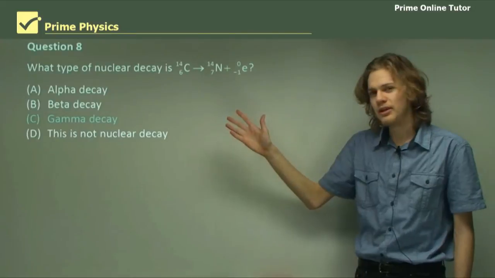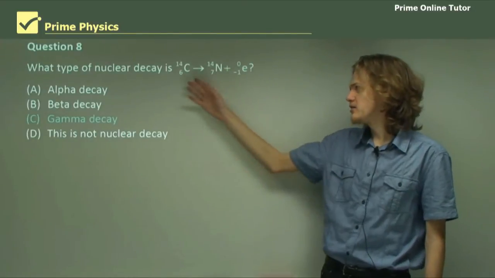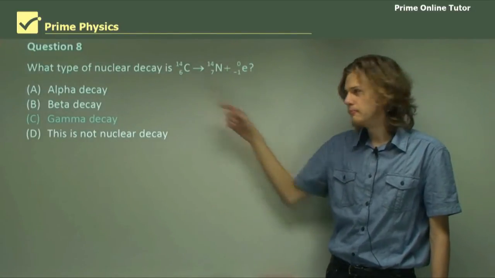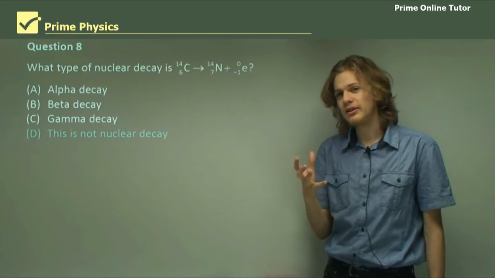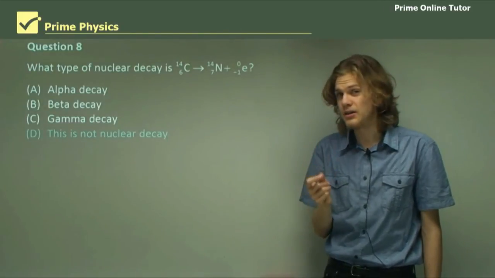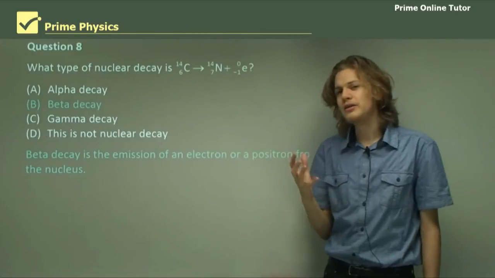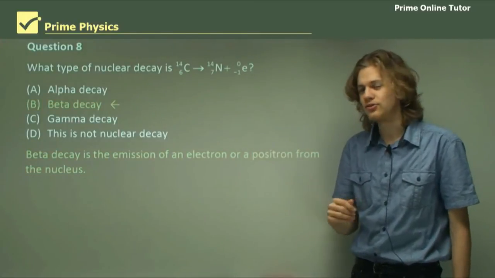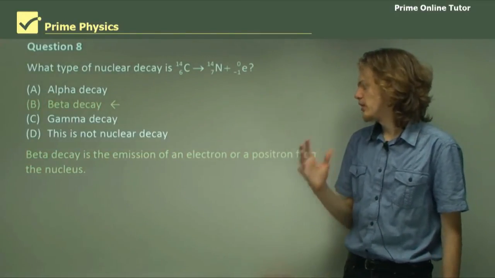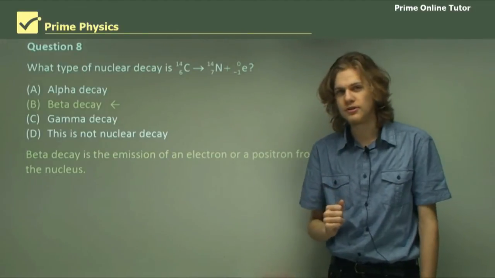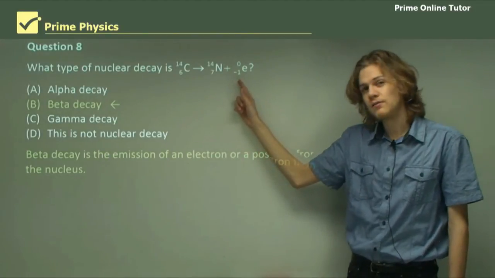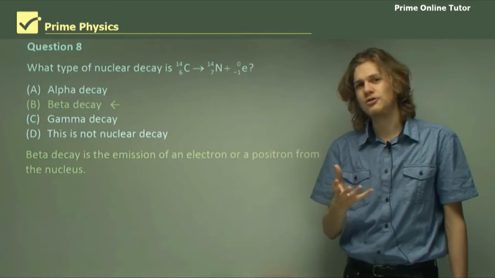This is not gamma decay, because gamma decay does not change the proton number. It is a nuclear decay, because the proton number does change. It is in fact beta decay, so B is the correct answer. Beta decay is the emission of an electron or a positron from the nucleus. In this case, it's a negatively charged particle, so it's an electron.